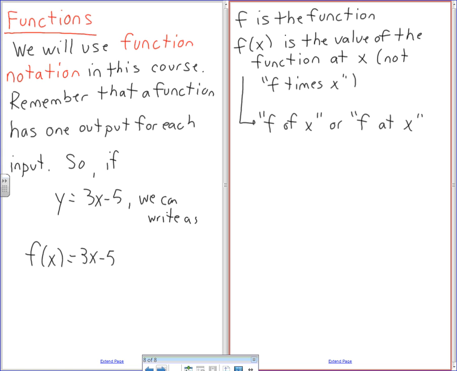So basically, f of 3 means the y value when x equals 3. That's all it means. Another way to put it is sub 3 in the equation and see what you get. So basically, it's just another name for y. That's all f of x is. Just another name for y.